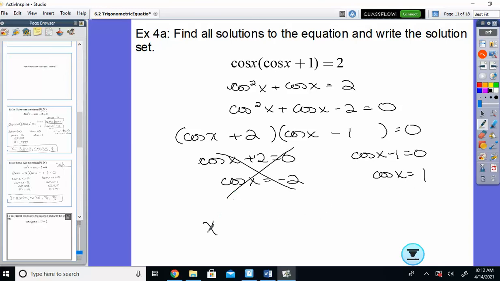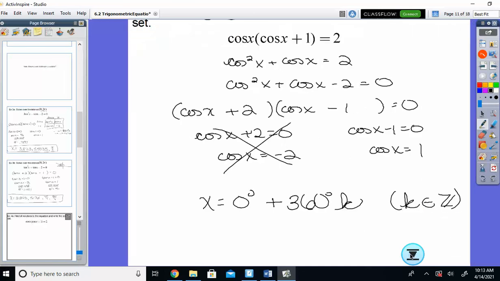Cosine x equals 1, we should know that. When is cosine 1? At 0. I did not specify degrees or radians, so which one do you want? Degrees? Okay, here's the difference. I said all solutions. So we talked about yesterday, if I say all possible solutions, what do you have to add to this? 360k, where k is an integer. So k is an element of the integers.